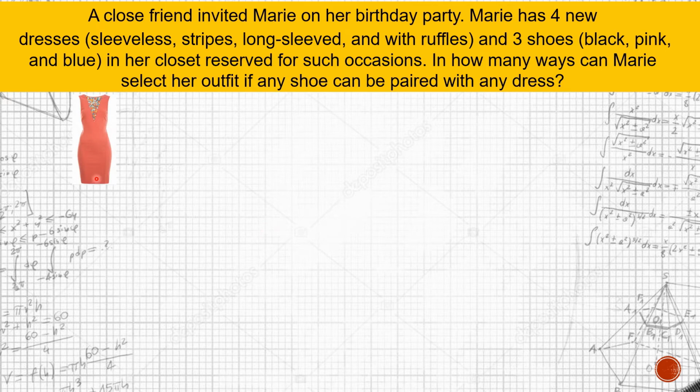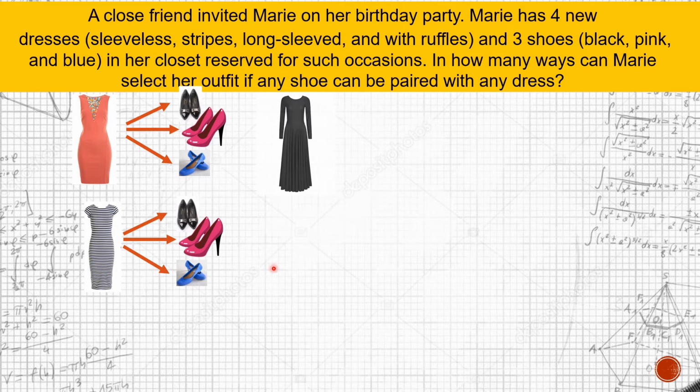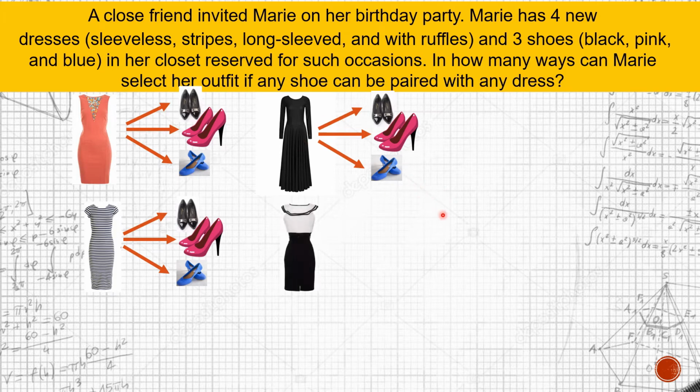Let's say, gagamit siya ng sleeveless na dress. So, pwede siyang i-pair sa black shoes, sa pink shoes, at sa blue shoes. So, we have 3 pairs pagdating sa sleeveless. Sa stripes dress naman, pwede siyang i-pair sa black shoes, sa pink shoes, or sa blue shoes. So, another 3 pairs. Sa long sleeve naman, pwede siya i-pair sa black shoes, sa pink shoes, at sa blue shoes. So, another 3 pairs. Pagdating sa ruffled or with ruffles na dress, pwede siyang i-pair sa black shoes, sa pink shoes, at sa blue shoes. So, another 3 pairs. So, all in all, we have 12 ways to select kung anong outfit ang gusto ni Marie.